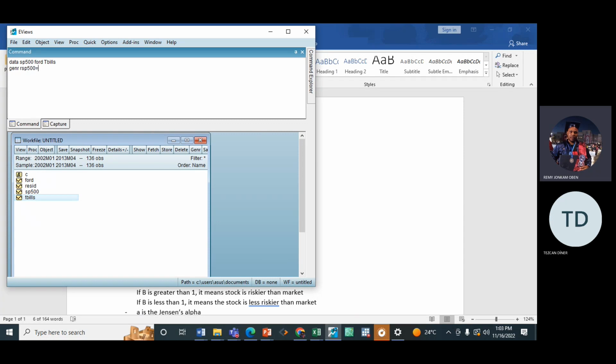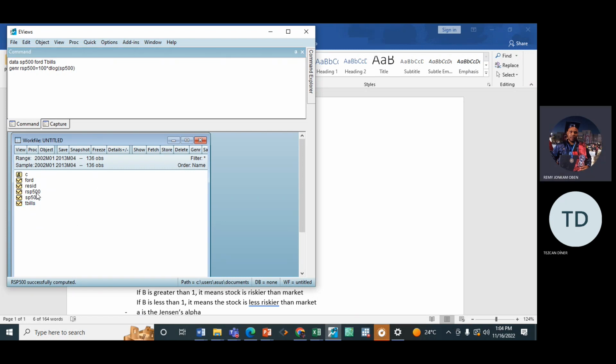And what's the formula? 100 times D log of the parenthesis, and then SP 500. Fine, right? What am I saying? I'm telling e-views to generate the return of S&P 500 by using this formula. So I'm telling e-views that they should take the logarithm of this series, then later they should take the difference of the log and then multiply it by 100 because I want it in percentage. So once you input that command, e-views understands, and if you press enter, you get it.